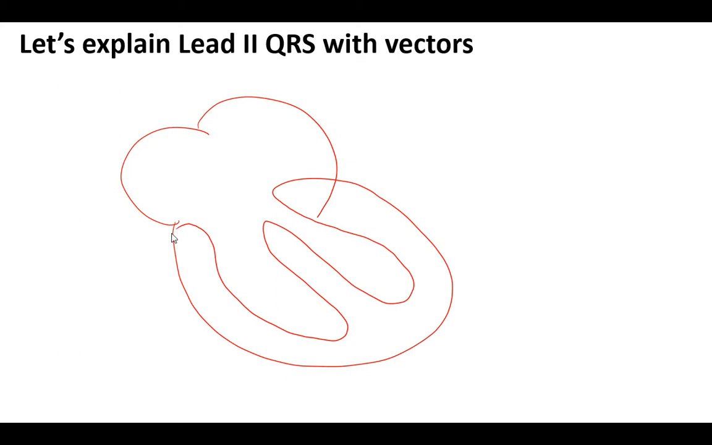Right? Okay. Now before drawing the first vector, I am also drawing the orientation of lead 2. So this is the negative end and this is the positive end of lead 2. So we are basically seeing lead 2.